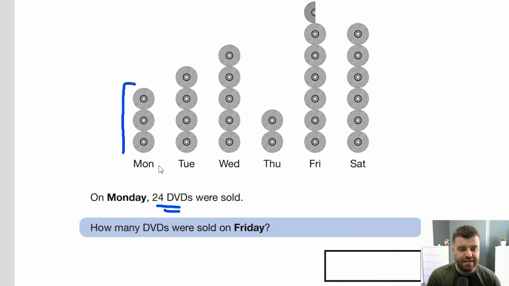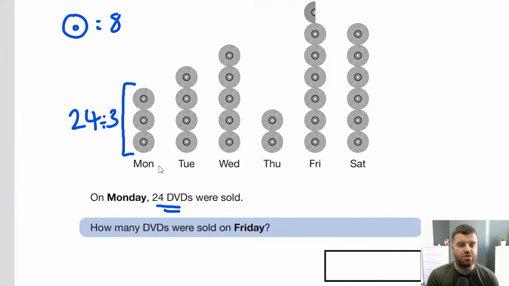These 3 discs here, they represent 24 DVDs. So we might see now how we can work out what 1 disc is worth. We're going to do 24 divided by 3. And if we know our times tables, that's super simple. Each disc here is going to be worth 8. But that's not the end of the question. How many DVDs were sold on Friday?